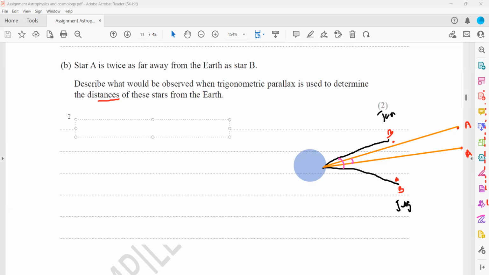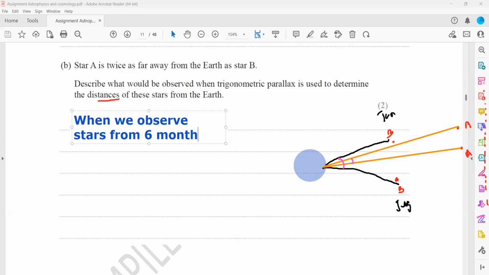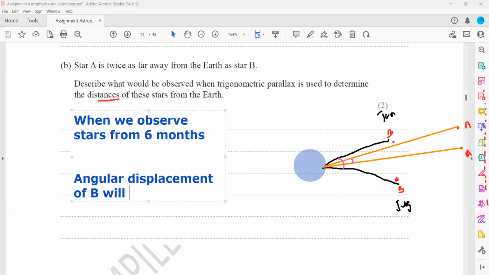So when we observe these stars for 6 months, what we'll find is that the angular displacement, that is the angle, of B will be twice compared to A. And why is the angular displacement of B twice as compared to A?